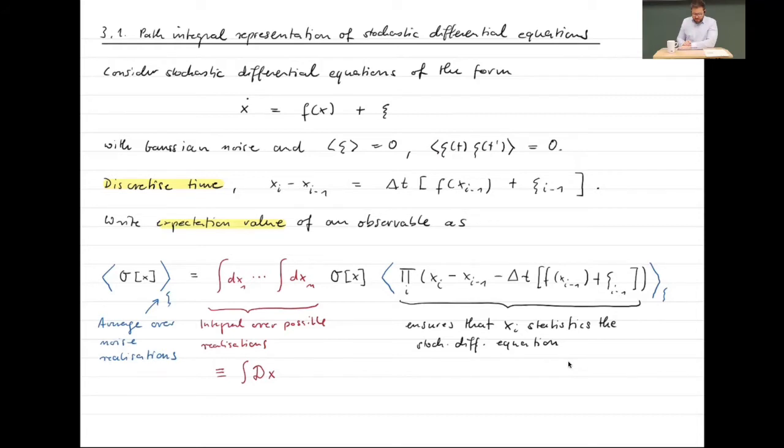So the first step here is to discretize time. We take the Langevin equation and we write it down in discrete time.